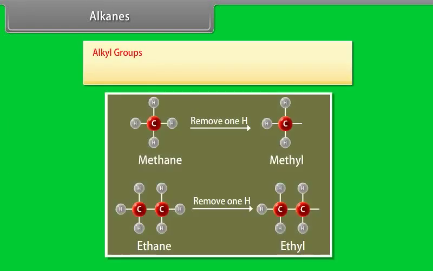Alkyl groups. An alkyl is basically an alkane minus one of its hydrogen atoms. For example, if methane removes one hydrogen, we will get methyl. Similarly, if ethane removes one hydrogen, we will get ethyl.